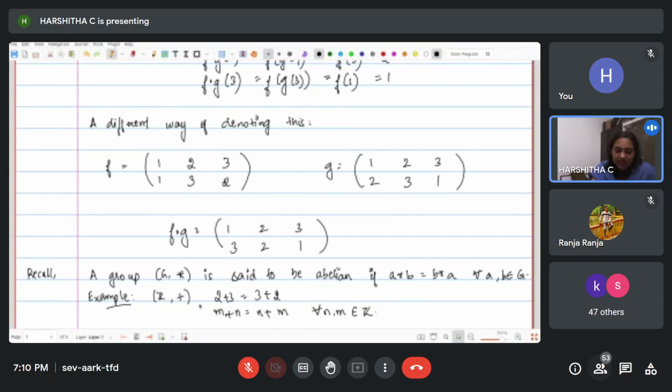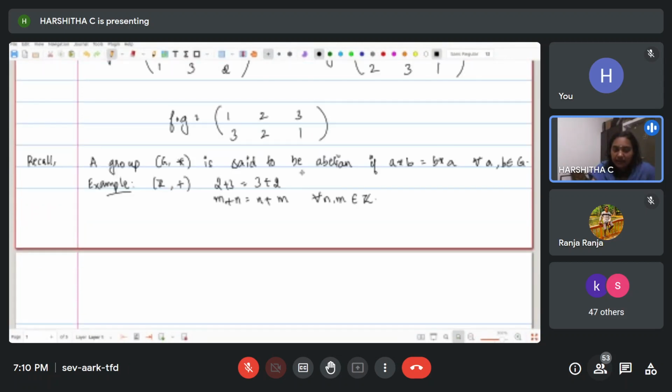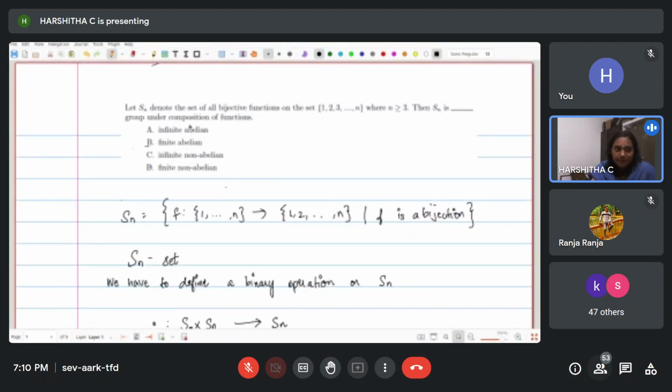So the question is: is Sn abelian, is it finite or infinite? Can some of you tell me what you think? You can type in the chat box. Two words: finite or infinite, and the second one, is it abelian or non-abelian? Any answers?